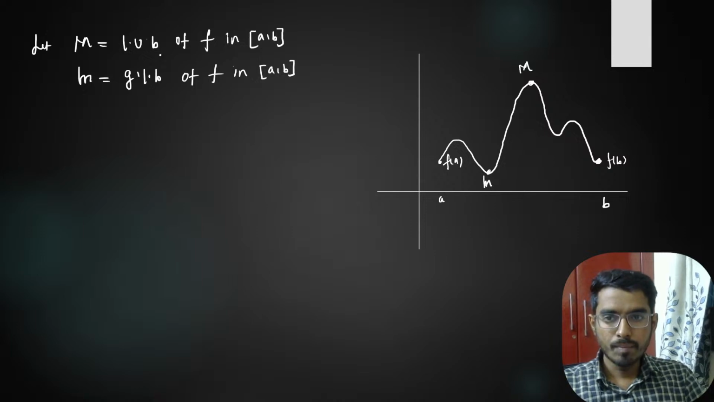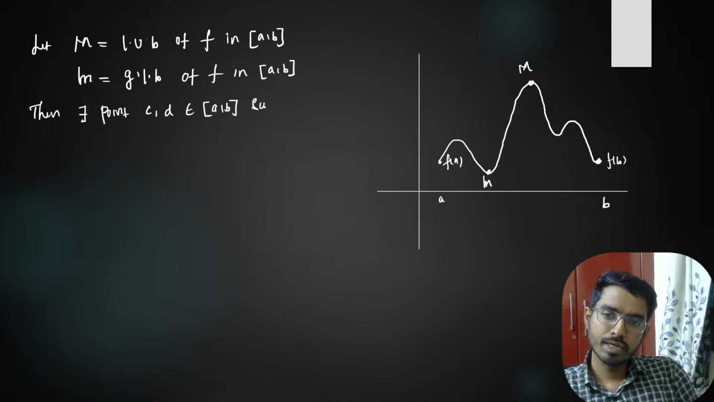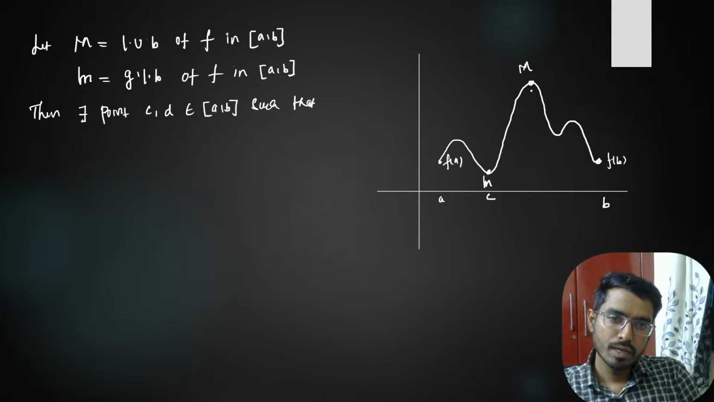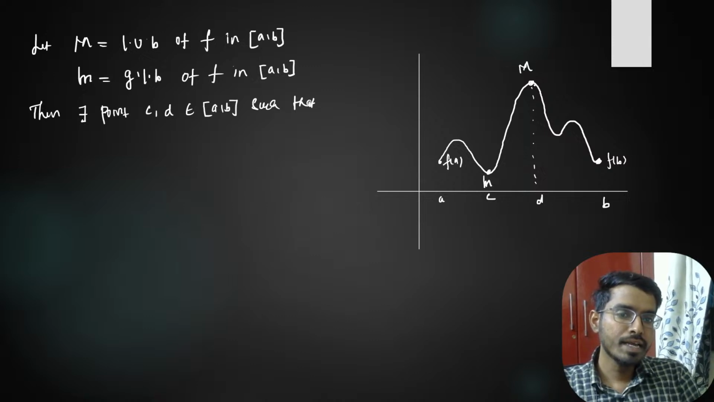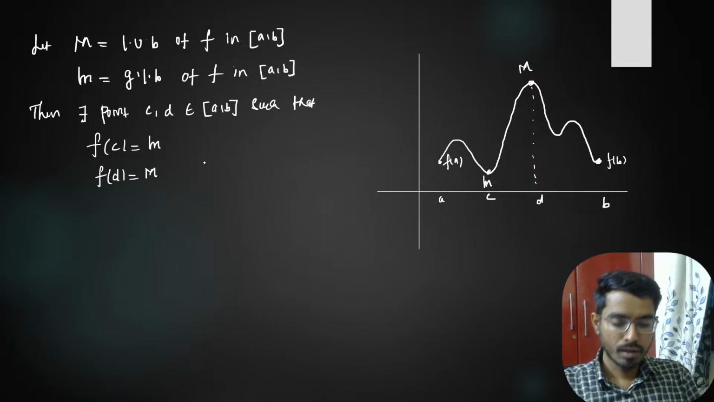So let capital M be the least upper bound of f in a comma b, and small m be the greatest lower bound of f in a comma b. Then there exists a point c comma d in the interval a comma b, such that we can always find a point c and a point d, such that c takes the value small m and d takes the value capital M, right? Such that f of c is equal to small m and f of d is equal to capital M, right?